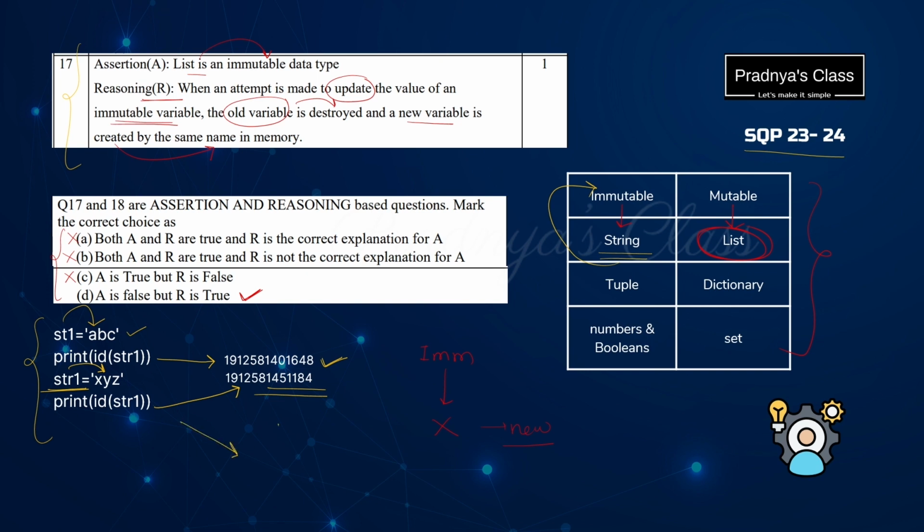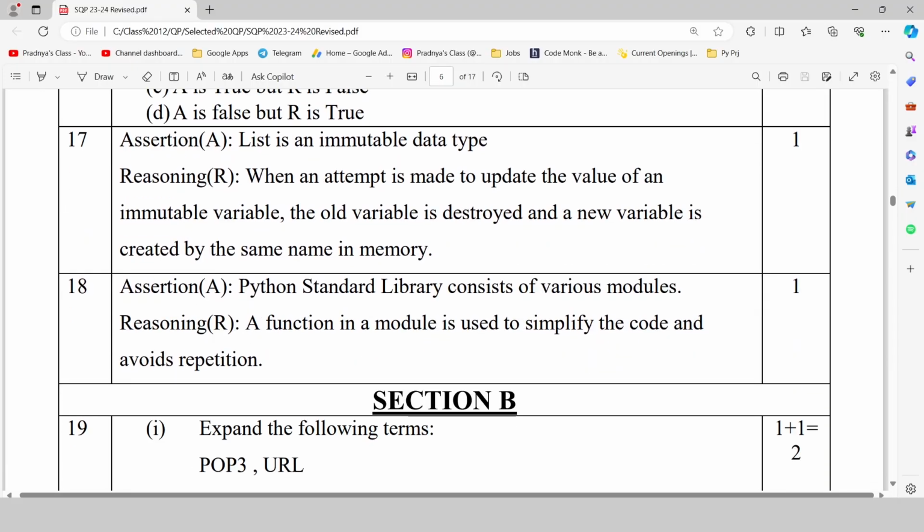So it is clear from this example that when we try to update the value of an immutable data type, the old variable will get destroyed and a new variable will get created. That's why str1 was pointing to ABC. Now it is not pointing to ABC. It is pointing to the string XYZ. So this statement is absolutely correct. That's why the correct option is D. A is false but R is true. Now let's read question number 18.